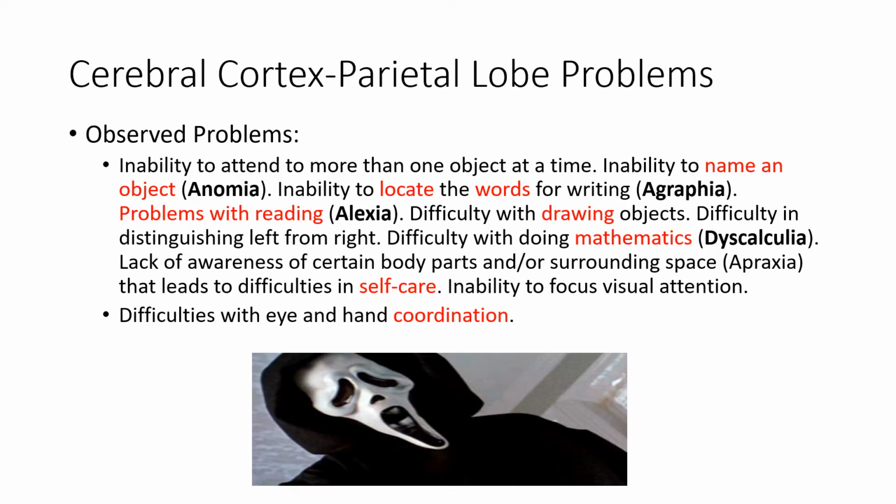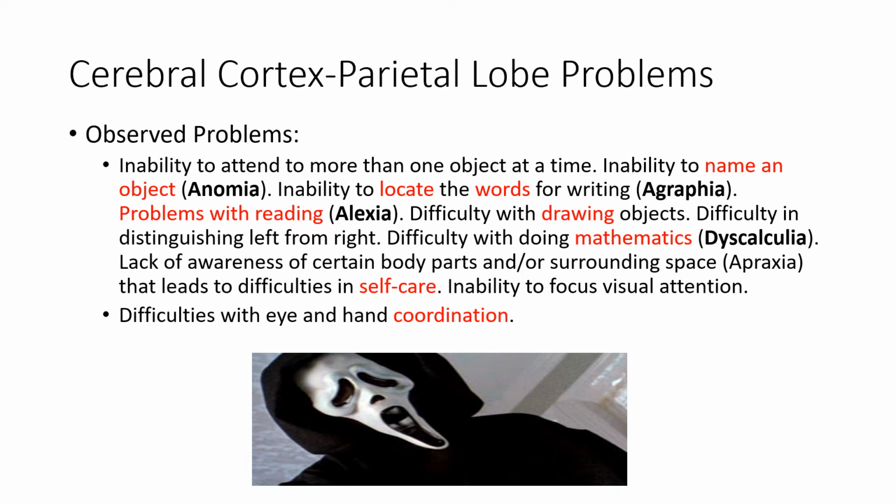Issues with our parietal lobe. You might have an inability to attend to more than one object at a time. So you can't pick up two objects at a time. You have to focus on one only. You might be unable to name objects. So you might see a chair, you know it's a chair, but you can't actually name it as a chair.